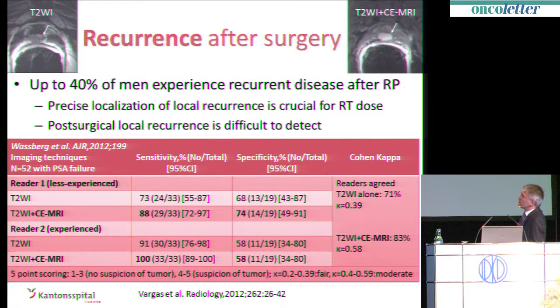looked into that when you combine, again, the contrast-enhanced MRI with T2-weighted MRI, and you have a less experienced reader, and here you have an experienced reader, for both the sensitivity is increasing. Probably for the experienced one, the specificity is not that much better. However, for the less experienced, the agreement between the readers using the combined technology just goes up. So that's also something which is important to know, where actually the tumor is located to treat. Here, for instance, in the area of the anastomosis, the recurrent disease.